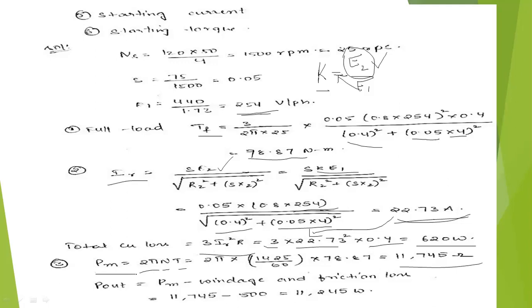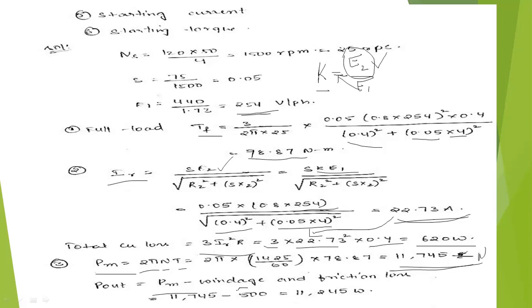Now we have to subtract the windage and friction losses from the mechanical power, PM, nothing but the rotor power. If you subtract those, you will get the total power output at the shaft. So total power output is equal to mechanical power minus windage and friction losses. The mechanical power you got, that means rotor power, is 11,745. Sorry, the unit of power is watts. Okay, 11,745 watts. So P output is equal to PM minus windage and friction losses.